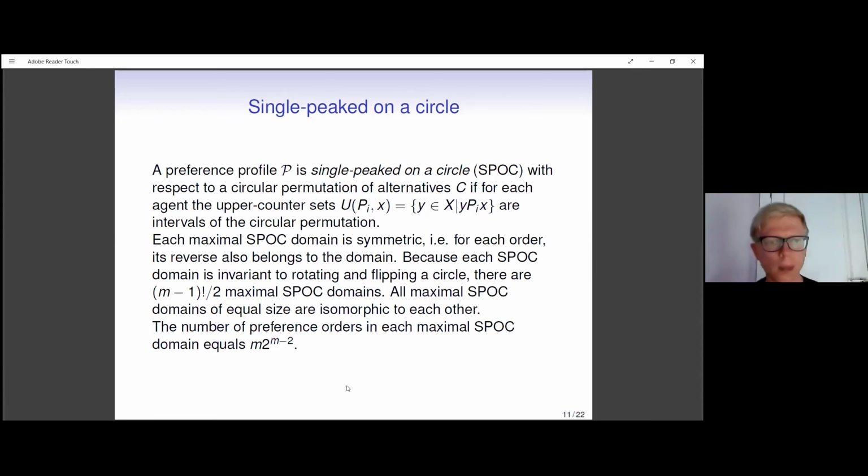So we have (m-1) factorial divided by 2 maximal single-peaked on a circle domains. And all domains are in some sense the same, so they are isomorphic with each other. And in each single-peaked on a circle domain, we have m multiplied by 2 to the power m-2 preference orders. So it is approximately m times bigger than a single-peaked domain.